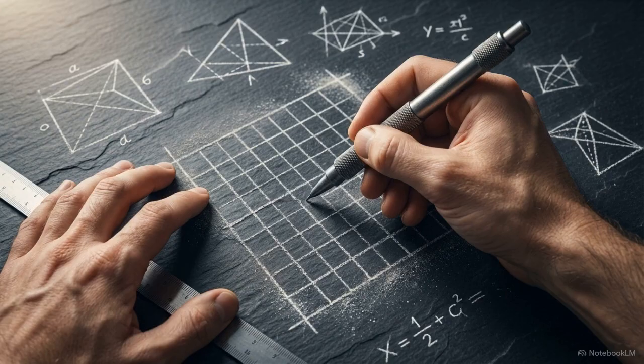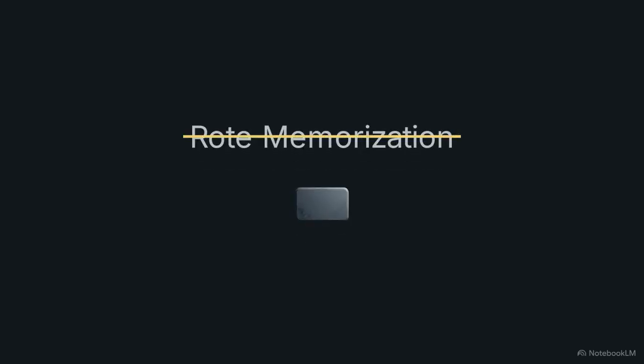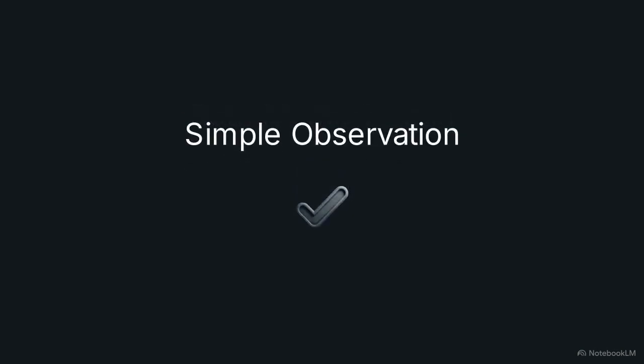To follow along, grab a pen and a piece of paper right now. We are going to build your own cheat sheet. Learning this visual pattern replaces rote memorization with simple observation.